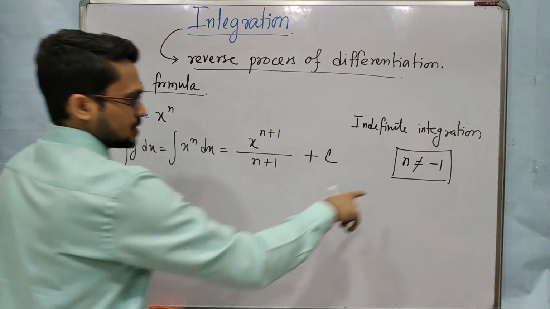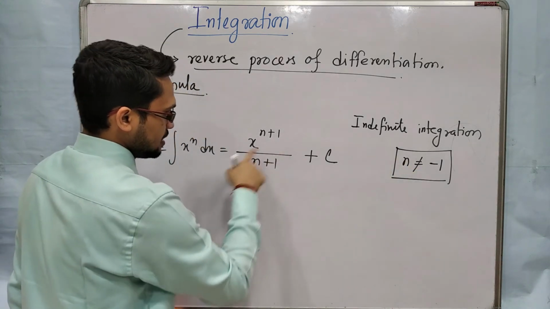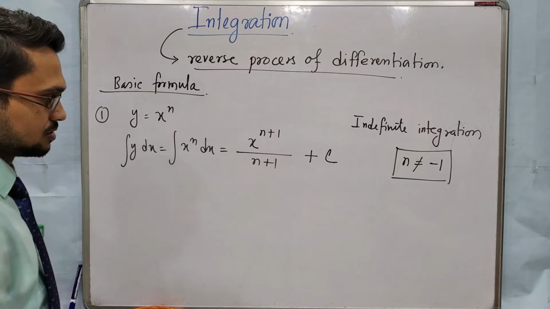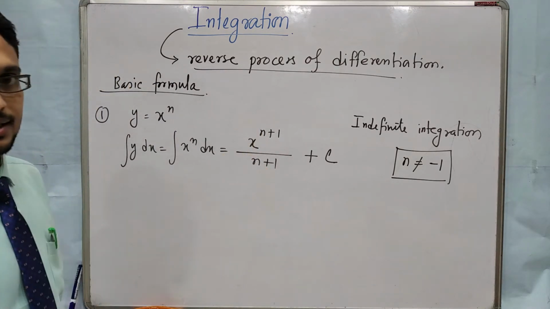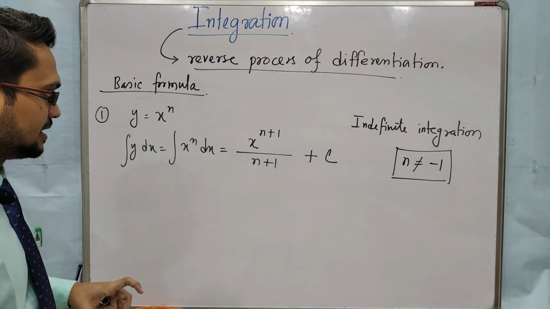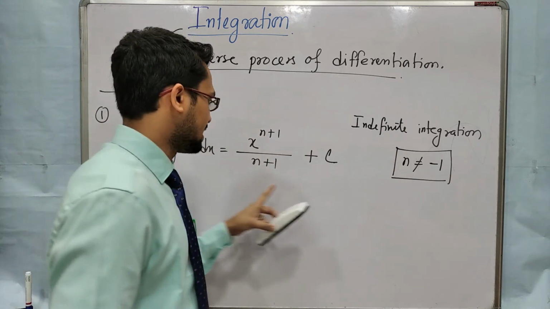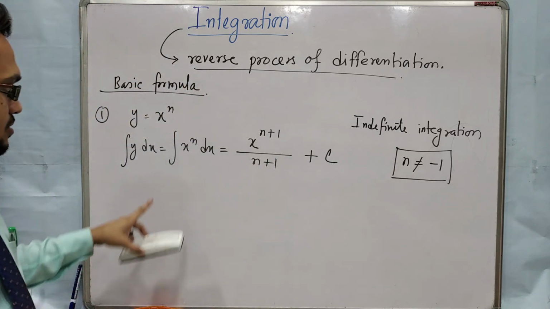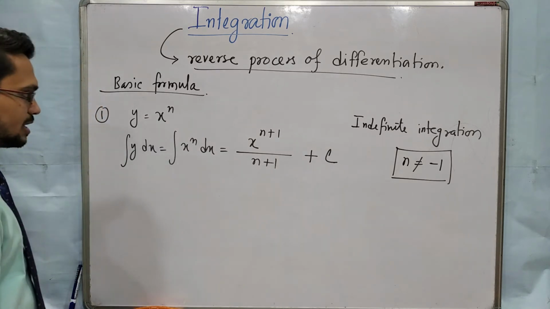If n equal to minus 1, then minus 1 plus 1, the denominator part will be 0, something by 0, so we will not get a definite integration. Something by 0 is not defined, it will be infinite. So when n equal to minus 1, we cannot use this formula. So look at a few examples.